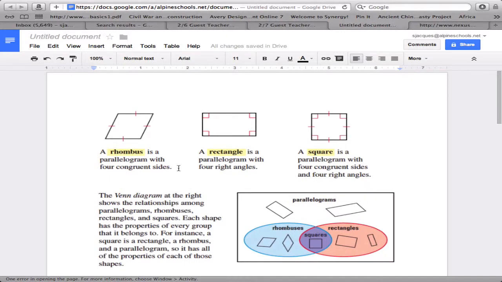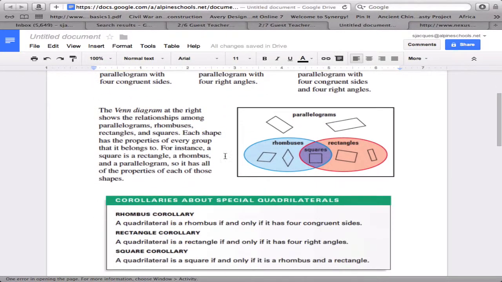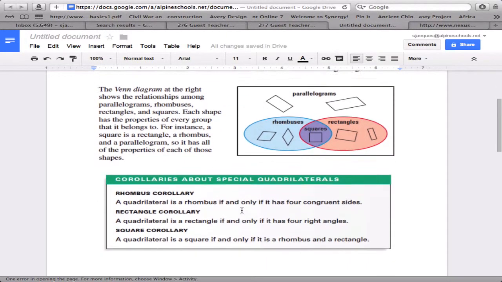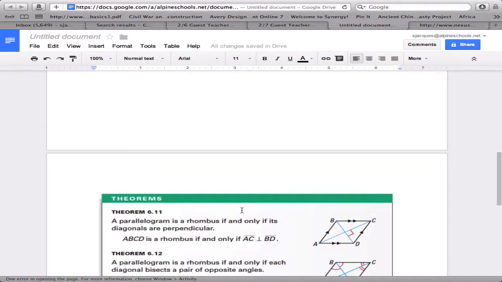And also these three points here, you don't need to write what's on the left here. The corollaries are important and your theorems are important.